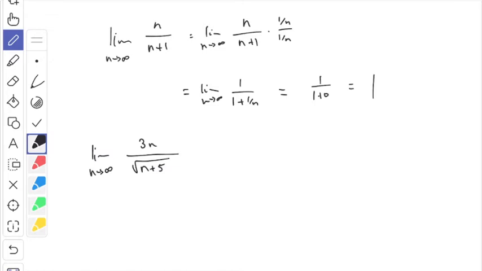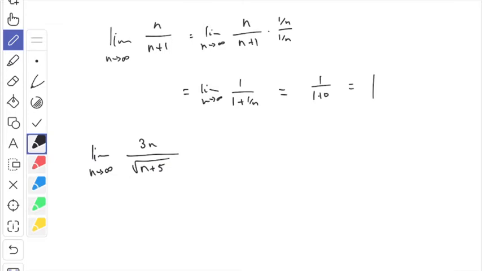What's weird about this, of course, is the square root. And everybody knows you cannot just split the square root of n plus 5. It's not the same as square root of n plus square root of 5, right? That's not allowed. So we have to keep the square root together. What can you do, though? Actually, you can do the same kind of thing.